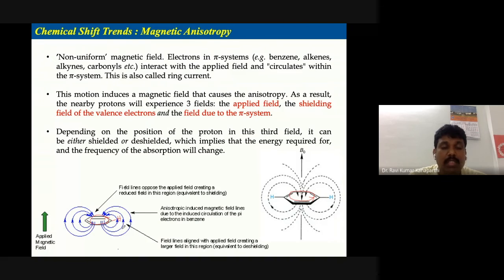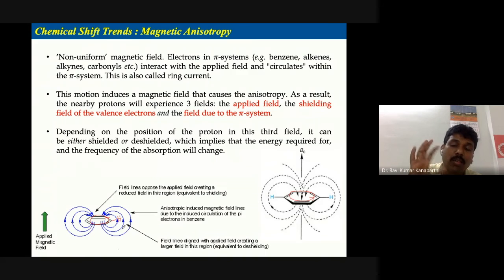It basically is said that since the valence electron in a proton is moving, that also creates a secondary magnetic field. That is one field. Similarly, the electrons present in the pi bonds are rotating. They are moving among all the available pi system. Therefore, in the perpendicular direction, you have another magnetic field.